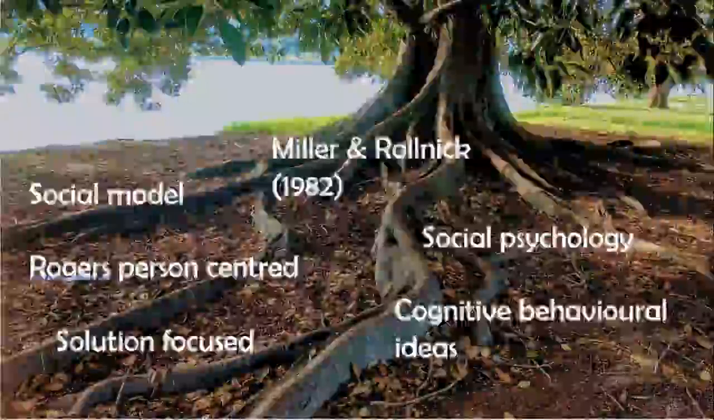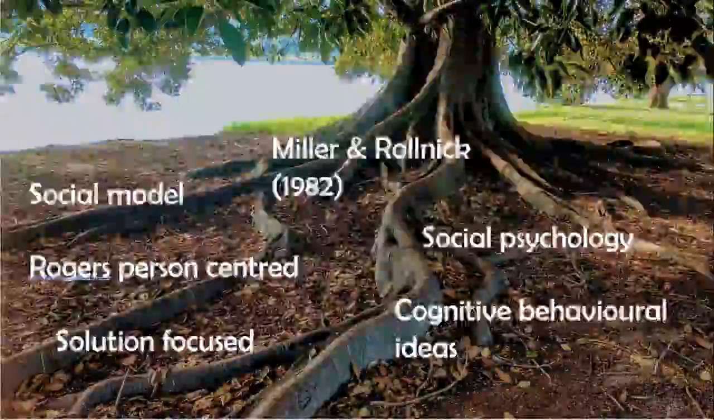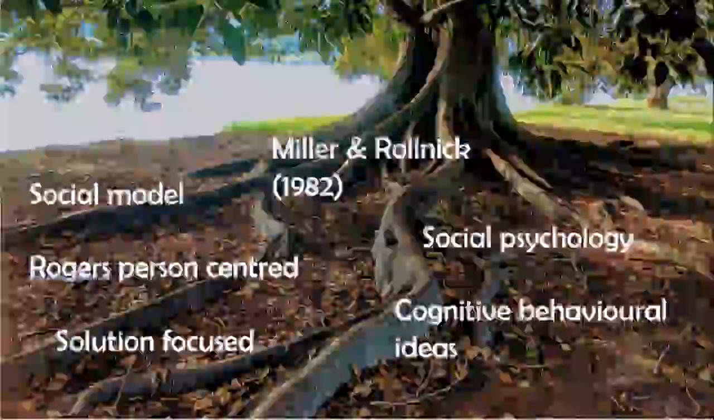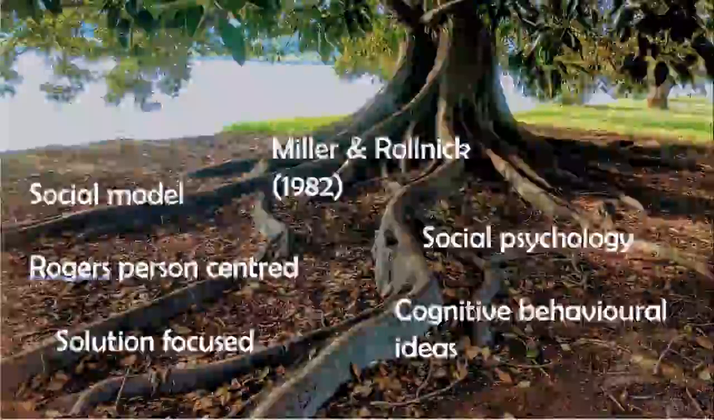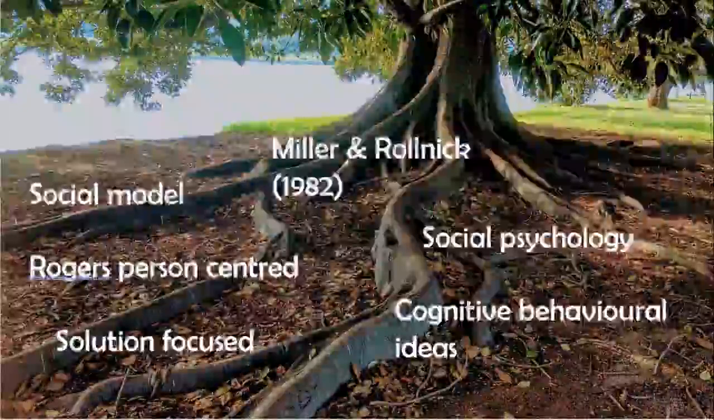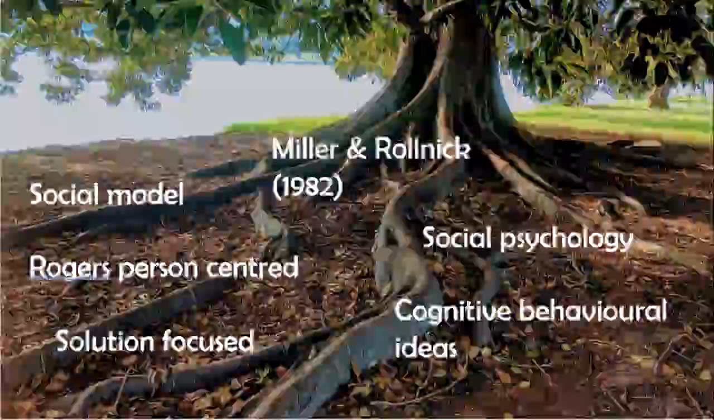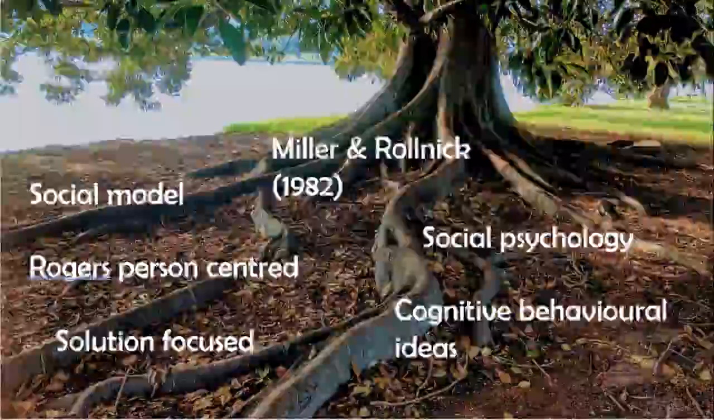The social model was a little bit different and started to view substance misuse issues as a dependency issue as opposed to an addiction, and believed that substance misuse issues were socially learned and therefore could be unlearned.